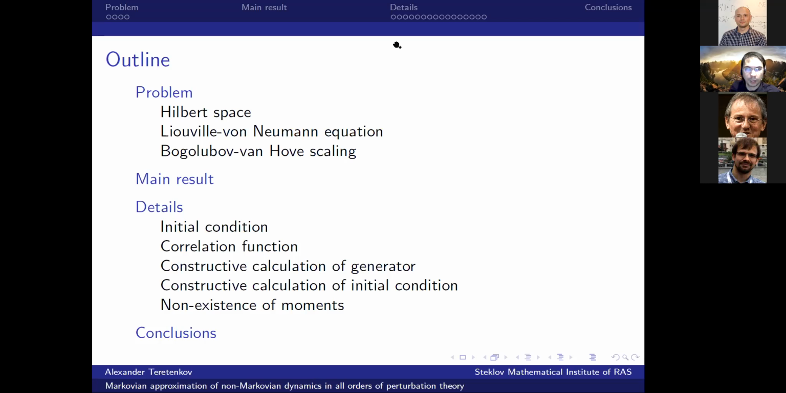So first of all, I will state the problem. I will tell you what all these terms mean, like Bogolubov-van Hove scaling and so on. And then I formulate my main results. After that, I will go into details and discuss the initial conditions and the correlation function, and I will show some images about the results, and then I go to the conclusions.